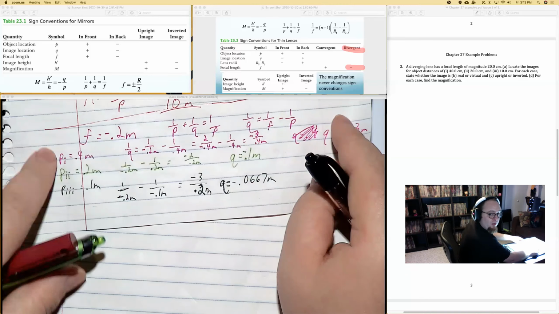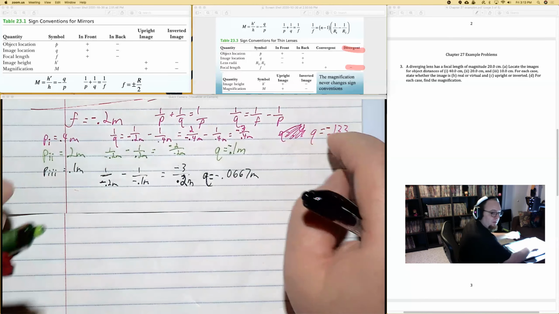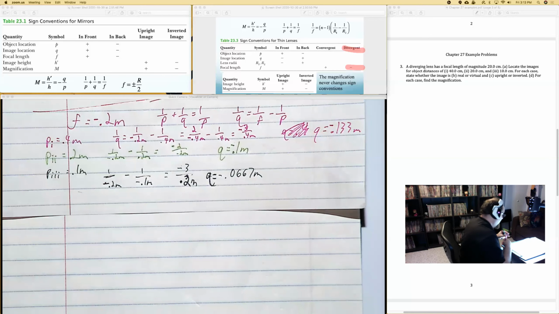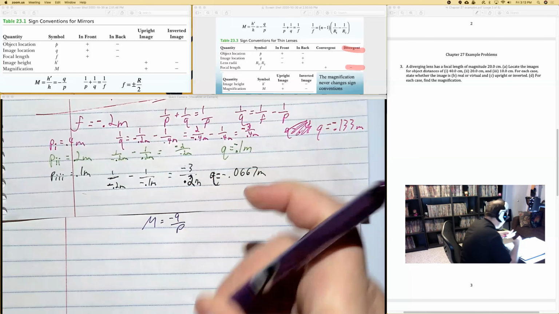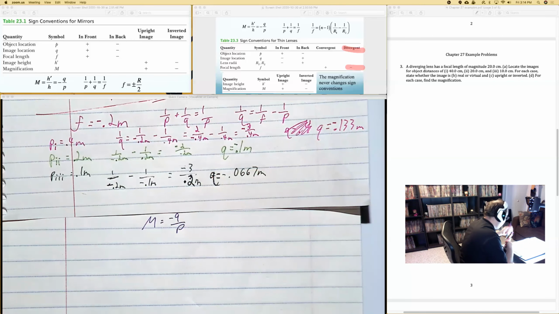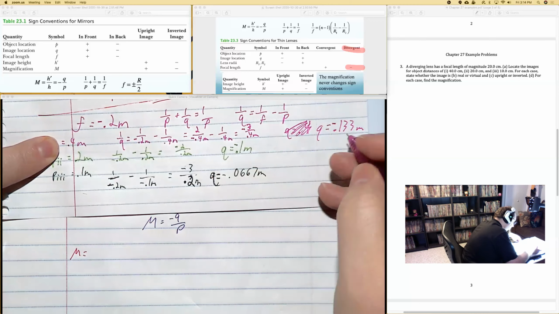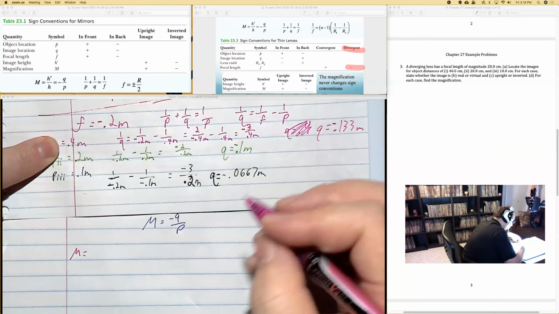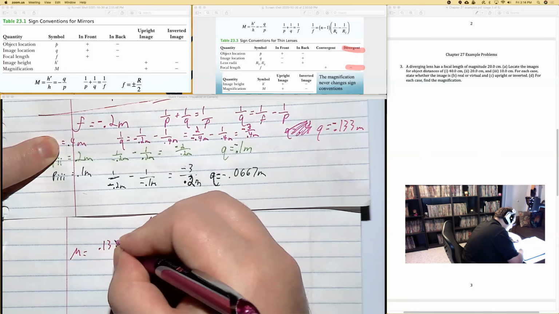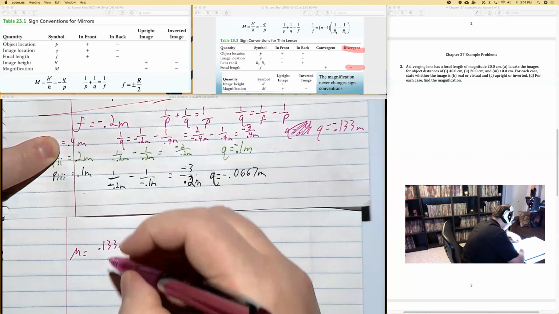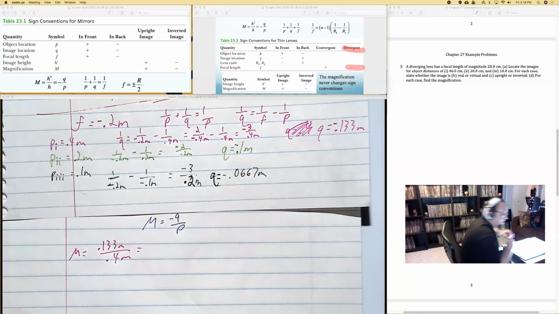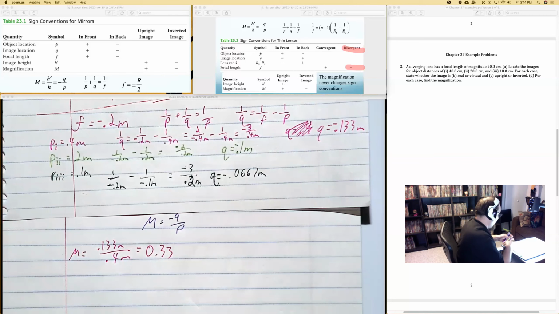If I want to also know the magnification and whatnot of all of them, I'm just going to stick to colors. In general, magnification equals negative Q over P. And so for my first one, where P was 0.4 meters, the magnification is going to be negative 1.133. Because there's a negative here, we'll cancel that negative, so I'm just not going to include it, over 0.4 meters. That value is 0.33. It's going to be 1/3 the size.